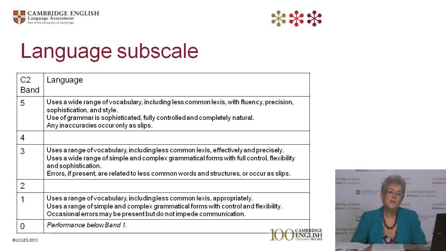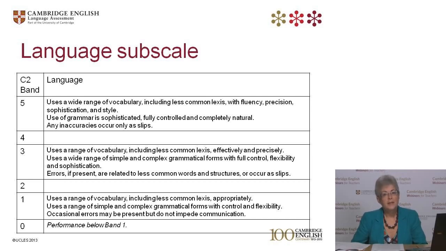And B, from the previous slide, is band 1, and this descriptor describes the language of C1 level performance. There's a range of vocabulary and grammar, but we wouldn't expect sophisticated use. We would expect some errors, although not of the kind which makes it difficult to understand the text. So you can see how the descriptors distinguish between the levels through the use of language.